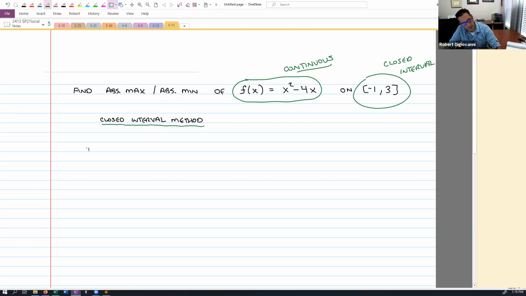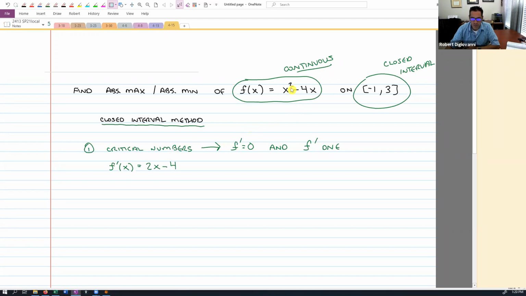So the first step to the closed interval method is I'm going to find the critical numbers. And what that means to me is that I need to figure out where the derivative is 0, and I need to figure out where the derivative does not exist. So let's start with the first thing. We're going to need the derivative, aren't we? Like if we're going to figure out where it's 0 and where it doesn't exist, we need the derivative. So I may as well take the derivative right now. The derivative of this function is just 2x minus 4.